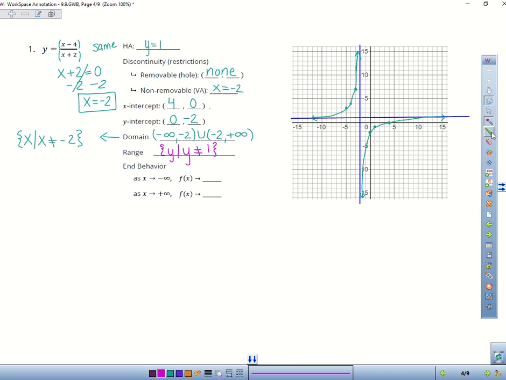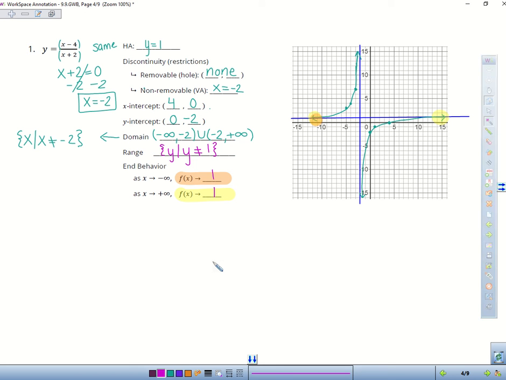And then of course we always look at end behavior. With these particular graphs, the end behavior is going to be pretty consistent. It just approaches what value on both sides? It approaches the asymptote, right? The horizontal asymptote, which is at what value? 1.